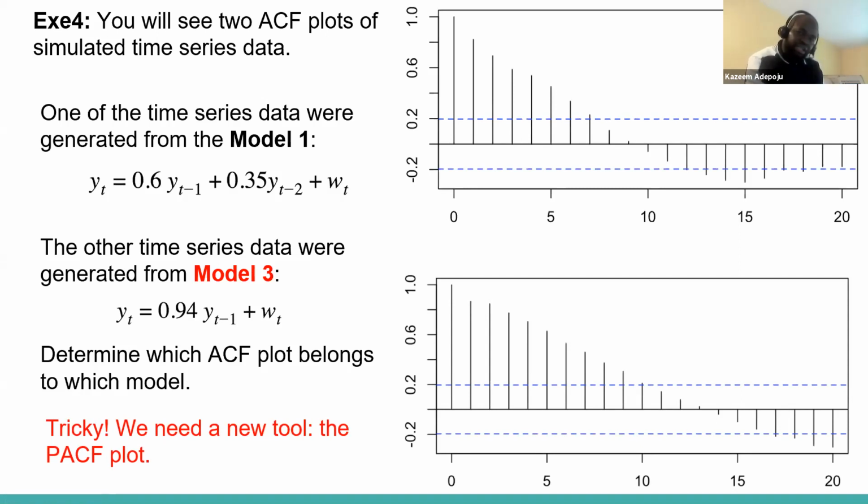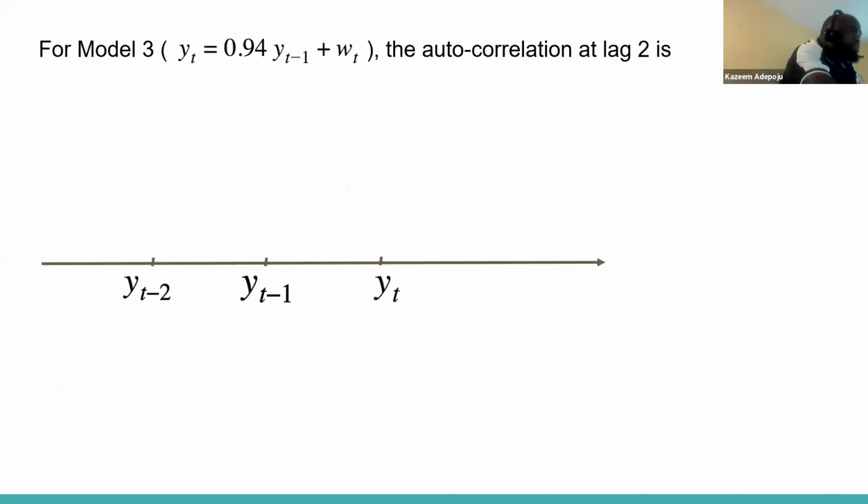Now, before going to the PACF plot, I need to first systematically review, to walk you back to where we started and why we find ourselves here. We find ourselves in a situation whereby we have two ACF plots, and we want to figure out which model has a particular ACF plot. And to be able to answer that question, we need a PACF plot.